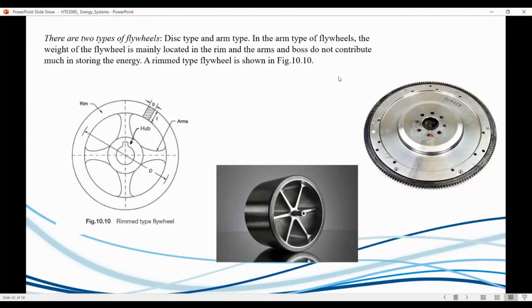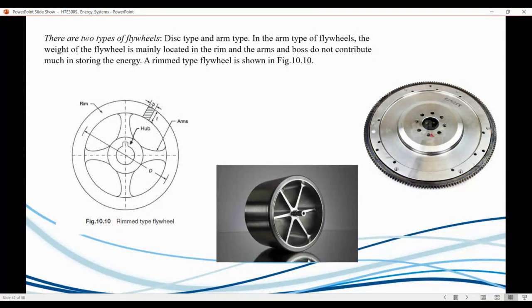I'm not sure if you have seen both. The weight of the flywheel is mainly located in the rim, and the arms and the boss, which is the center, typically aren't the core focus. They don't absorb a lot of energy. Why is that important? Because when we do analysis, they're going to be talking about the breadth and the thickness.